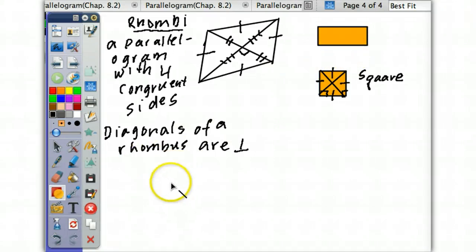But anyway, I think I'm going to stop it right here and give you a worksheet.